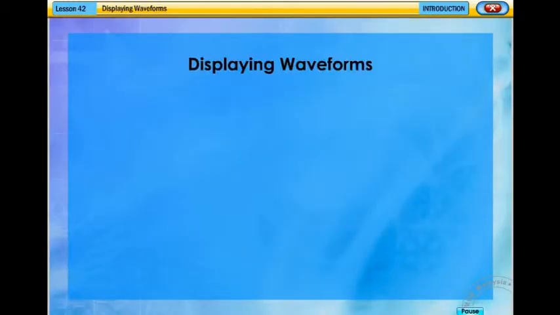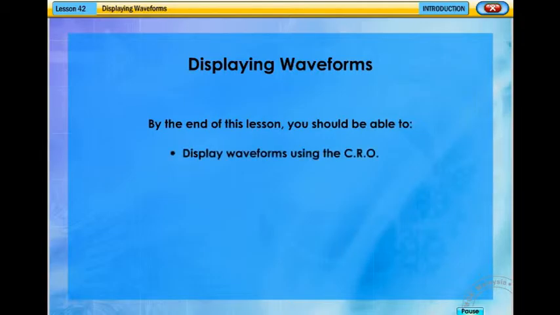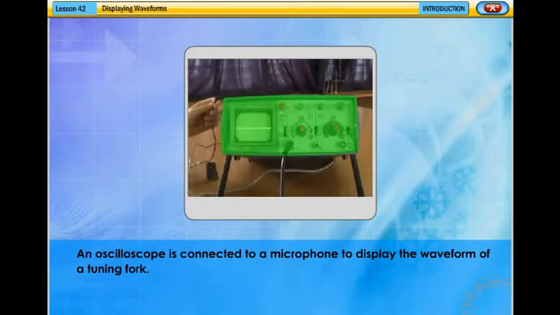Displaying waveforms. By the end of this lesson, you should be able to display waveforms using the CRO, solve problems based on the CRO display. An oscilloscope is connected to a microphone to display the waveform of a tuning fork.